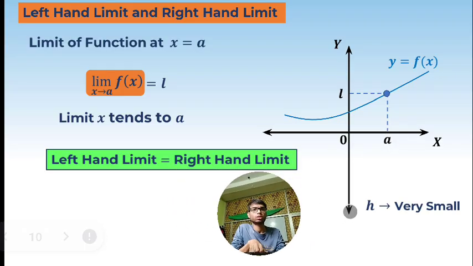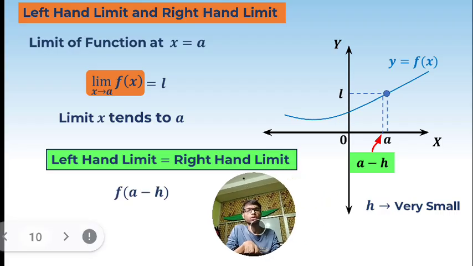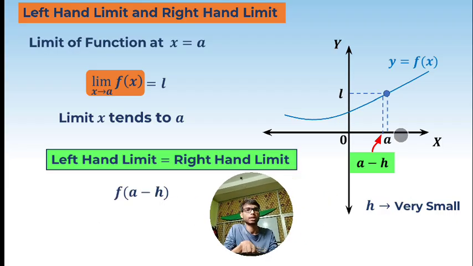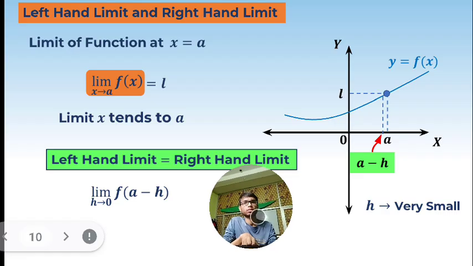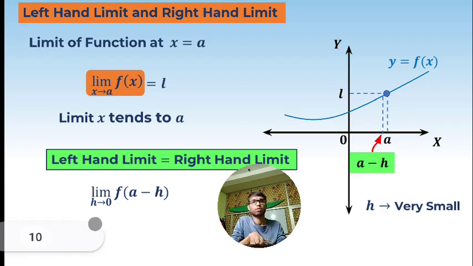So h is very small. Where is h? This is a minus h. A minus h is very small. So the function of this would be f(a minus h). It is talking about this. In that case, we have this. We use the limit for very small, so h tends to 0.